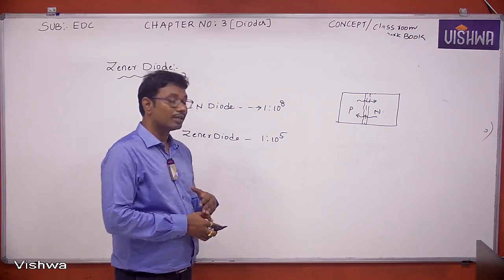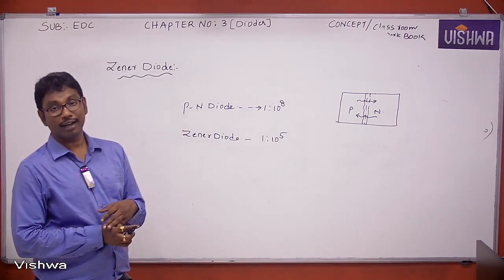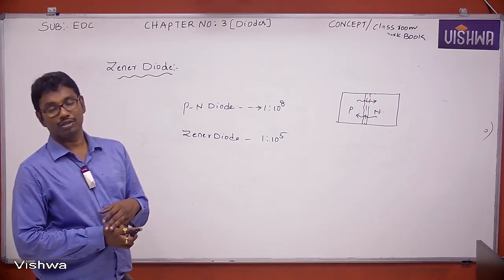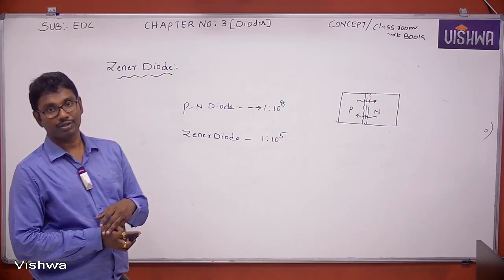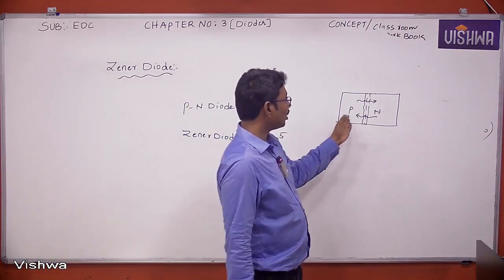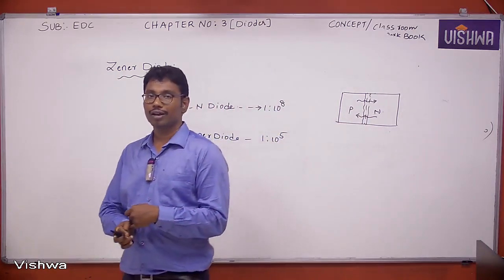Next one. Zener diode is a heavily doped PN junction, due to which electrons are tunneling from P to N or N to P.